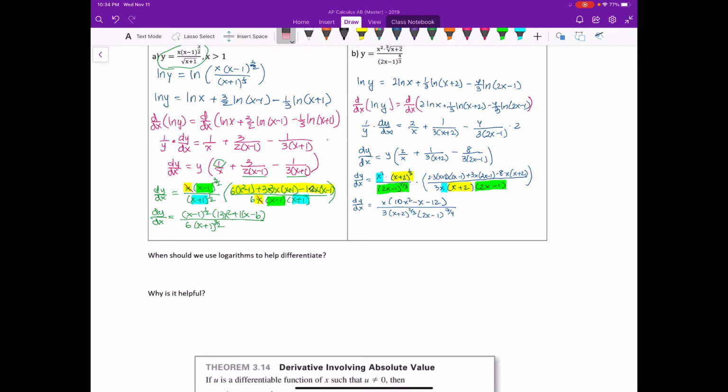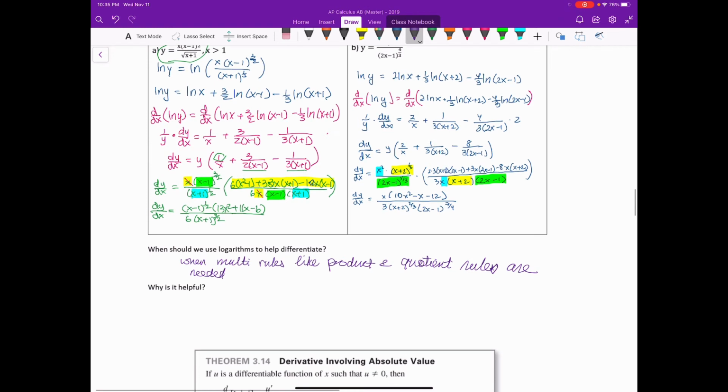So when multiple rules like product and quotient rules are needed. Why is it helpful? Well, because it's much easier to take the derivative of a natural log, and it's a little messy at the end, but the algebraic messiness of this is much easier than having to do it the other way.